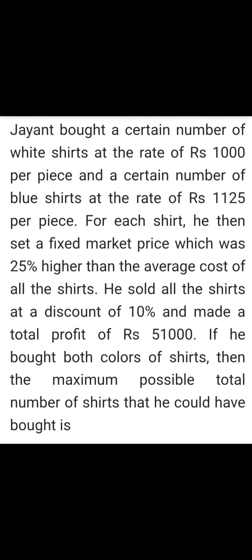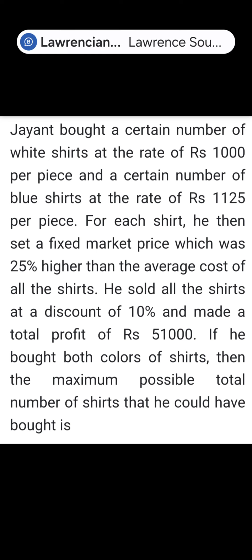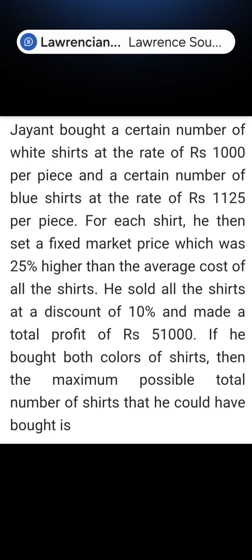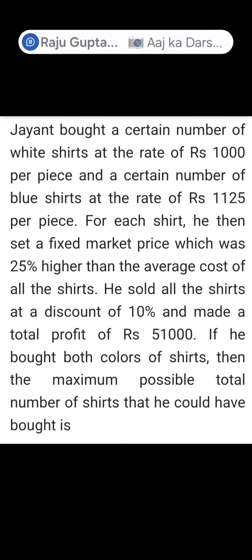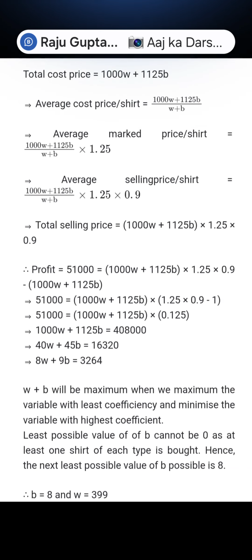Jayant bought a certain number of white shirts at the rate of rupees 1000 per piece and a certain number of blue shirts at the rate of rupees 1125 per piece. For each shirt, he then set a fixed market price which was 25% higher than the average cost of all the shirts. He sold all the shirts at a discount of 10% and made a total profit of rupees 51,000. If he bought both colors of shirts, then the maximum possible total number of shirts that he could have bought is how many? So quite simple.